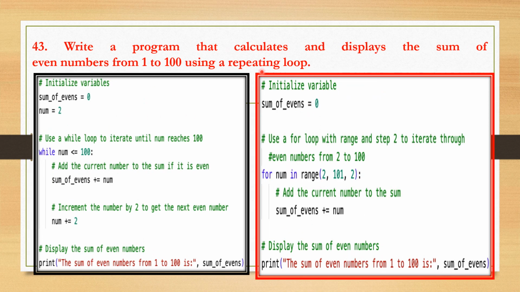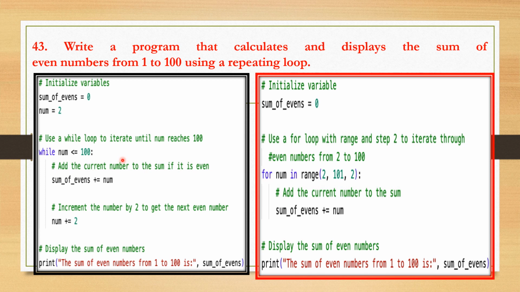The next program is to calculate and display the sum of even numbers using repeating loops. So here we will initialize the variables sum_of_evens and num. sum_of_evens will hold the sum of even numbers. The num value starts with a value of 2, which is the first even number. We'll use a while loop with the condition num less than or equal to 100, and this loop will continue until the value of num exceeds 100.